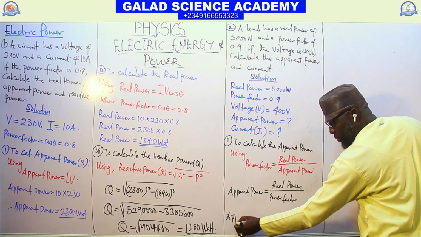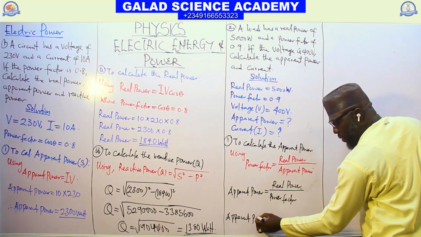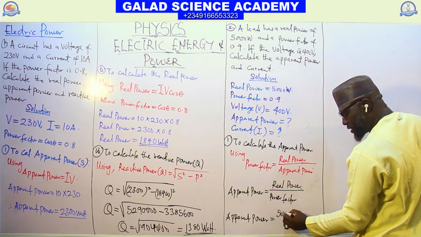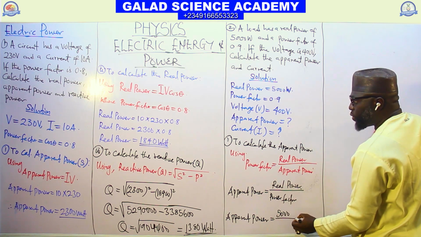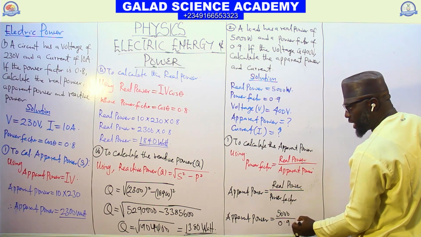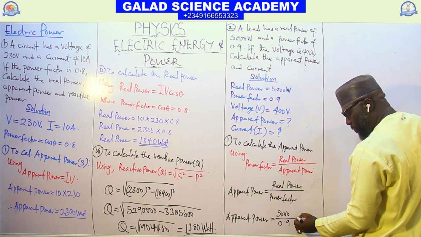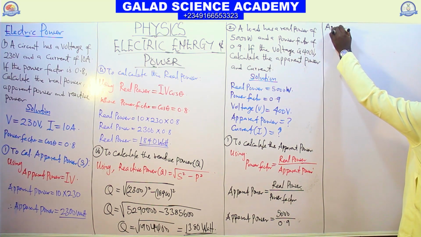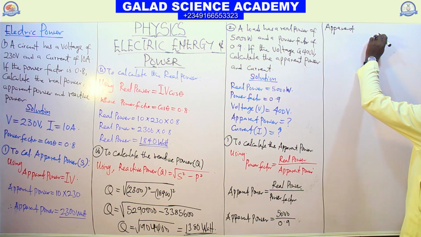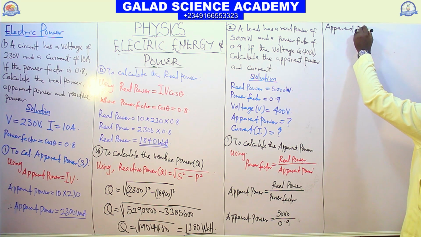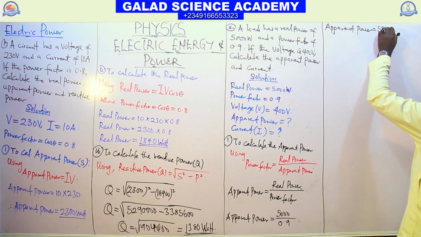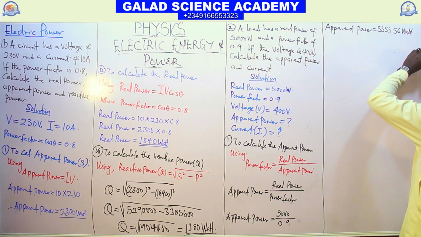What will be the apparent power now? What is the real power given? 5,000 watts over power factor 0.9. If you press your calculator, you are going to end up with apparent power equal to 5555.56 watts.